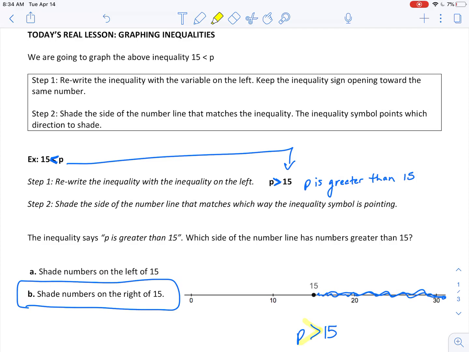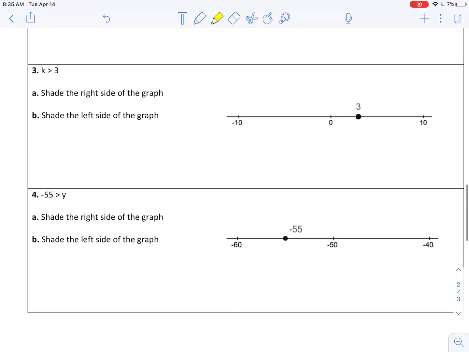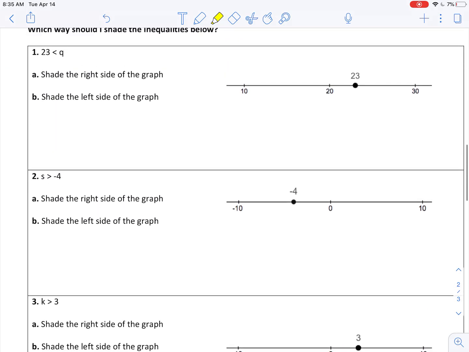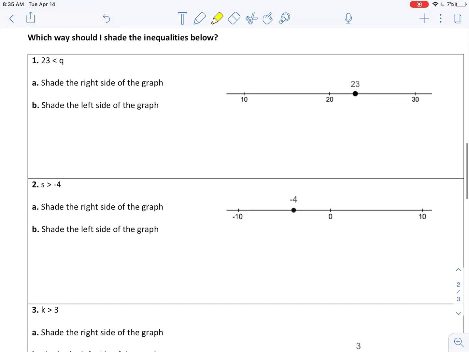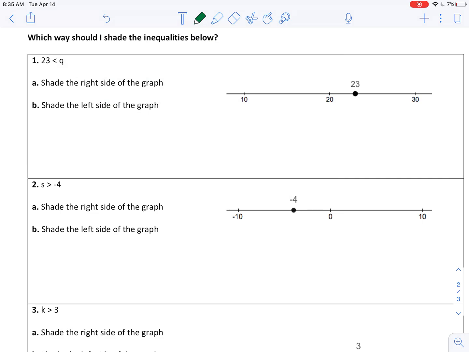And if you notice, in my inequality, once I got my variable on the left side, I could always look at this symbol here, and it's pointing which way I should shade. It's saying, well, shade to the right. It's like an arrow kind of guiding me where to shade.